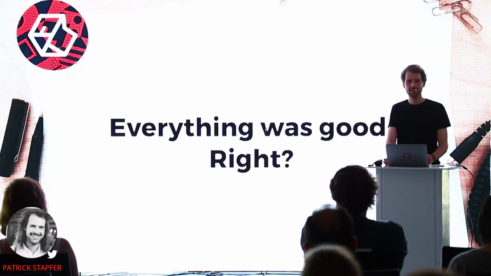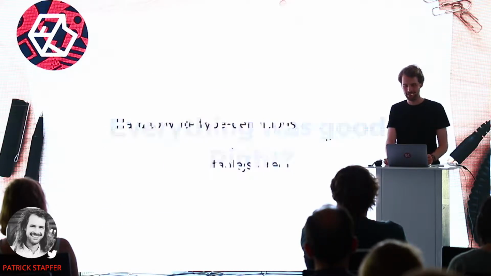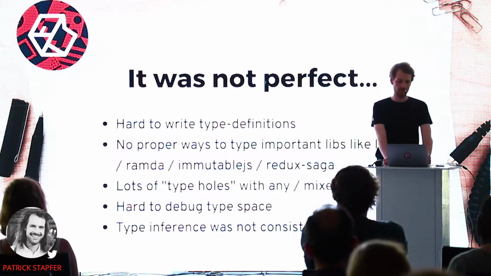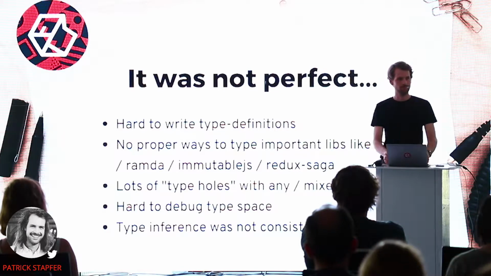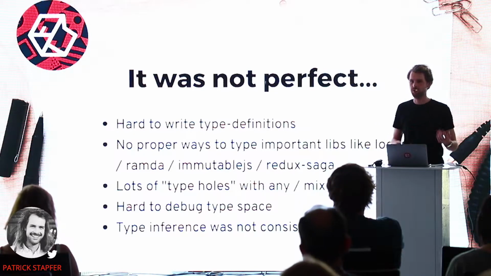So everything was good, right? We had a type checker, the type checker was checking everything, the type inference was fantastic, and the app never crashed. Well, it wasn't perfect. First of all, we didn't have an ecosystem back then. You had to write all the type definitions yourself.